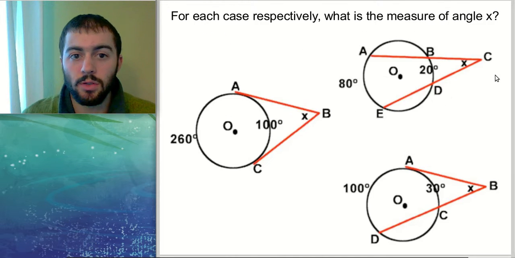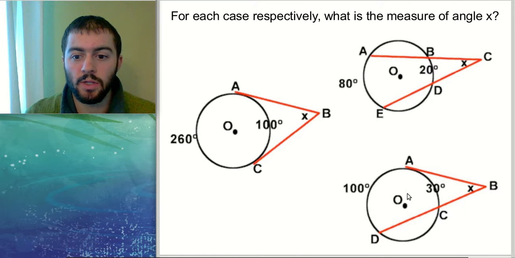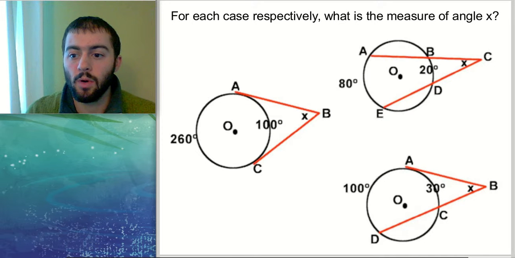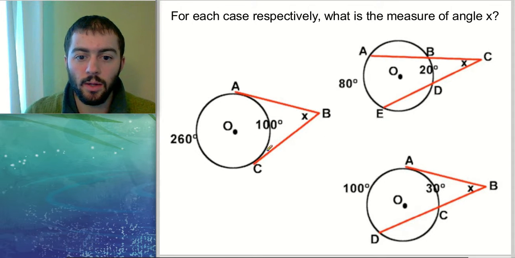All right, so we're going to do practice with this here. We have a few different cases with exterior angles, so if you want to find angle X for each of them respectively, pause the video, try this out, and we'll go through them one by one. So what we have here is an exterior angle formed by two tangent lines.